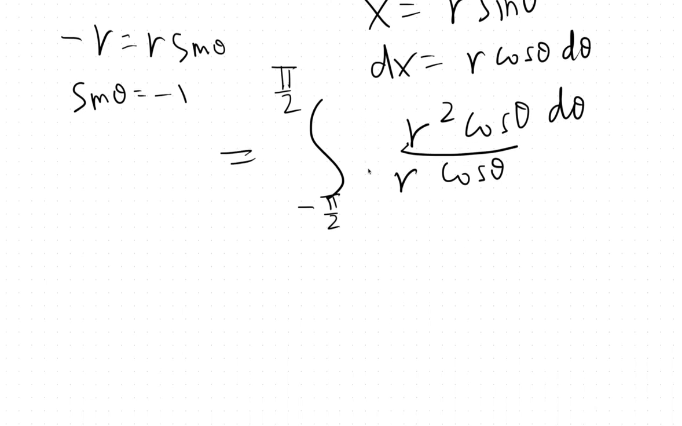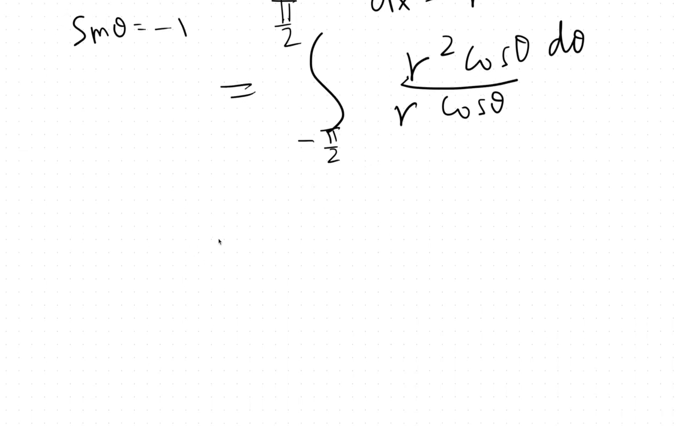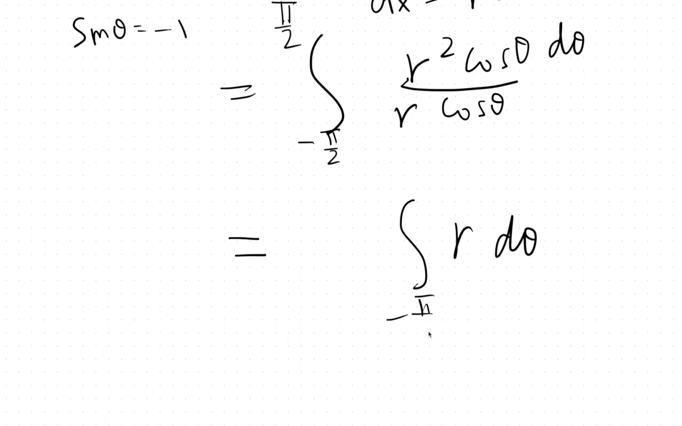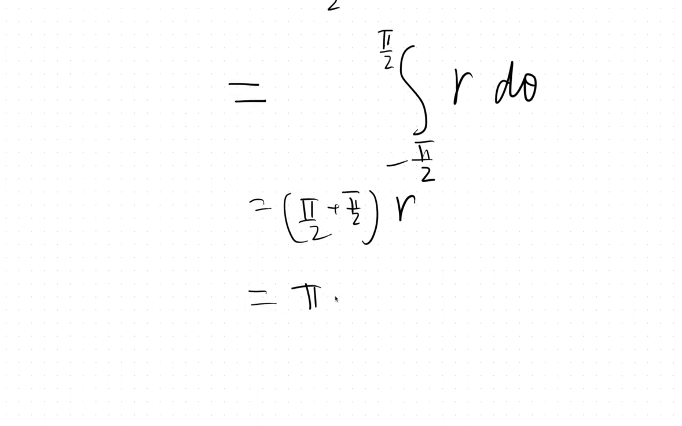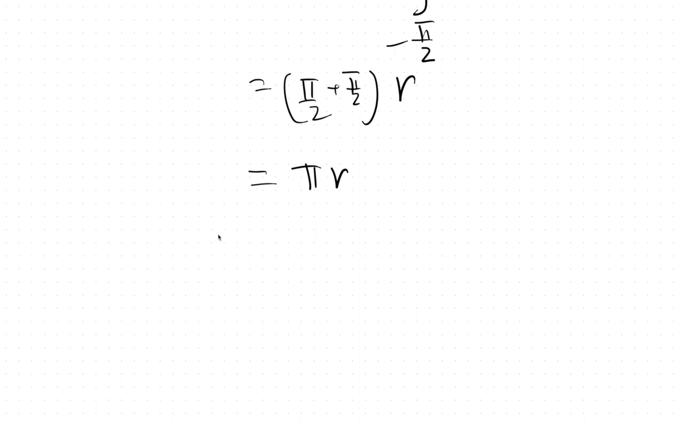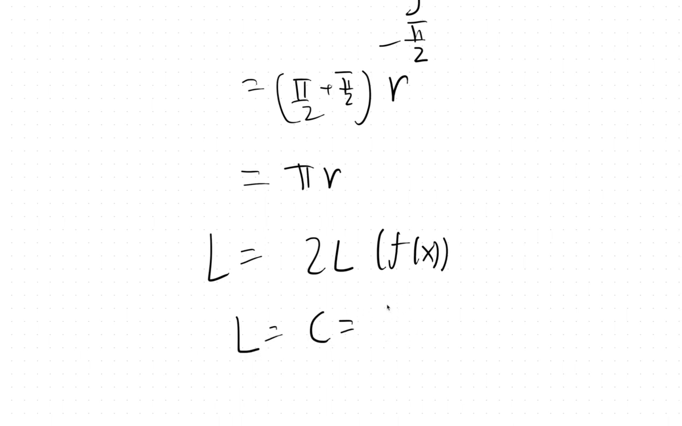And then we get this thing is equal to r d theta from minus pi by 2 to pi by 2, which is equal to pi by 2 plus pi by 2 into r, which is going to be equal to pi r. And now the original length is equal to 2 times the length of f of x, so that will give the length, which is basically the circumference, which is equal to 2 pi r.